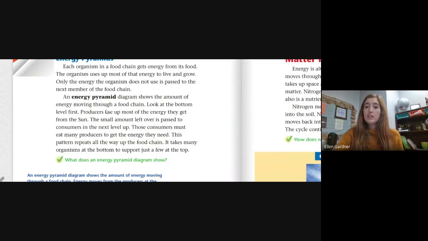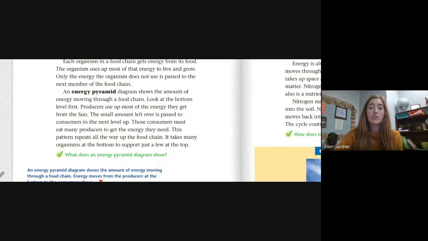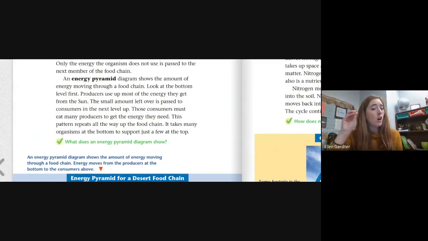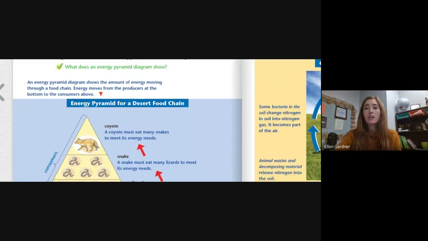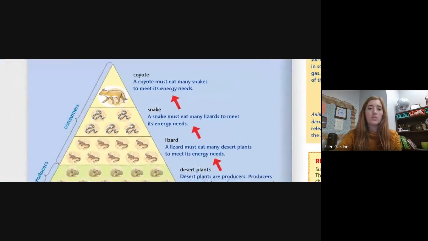Now, an energy pyramid diagram shows the amount of energy moving through a food chain. We look at the bottom level first. Producers use up most of the energy they get from the sun. The small amount left over is passed to consumers in the next level up. Those consumers must eat many producers to get the energy they need. This pattern repeats all the way up the food chain. It takes many organisms at the bottom to support just a few at the top.